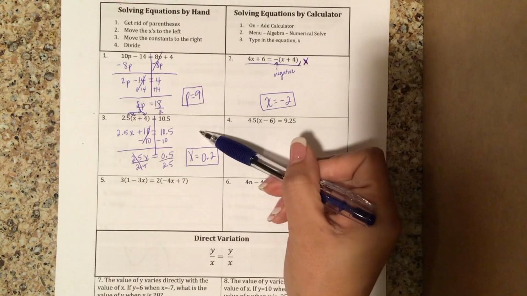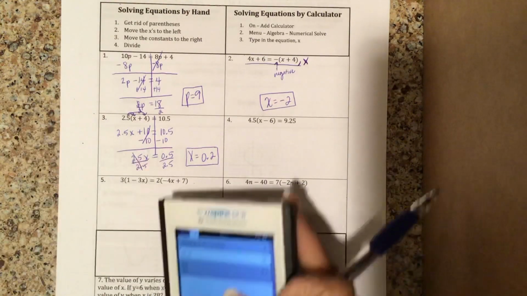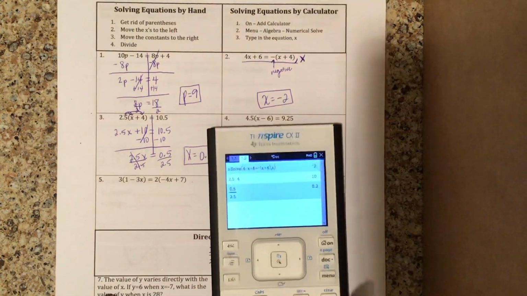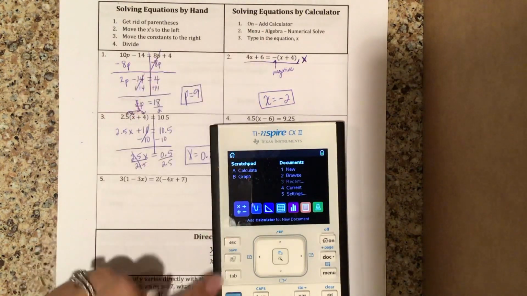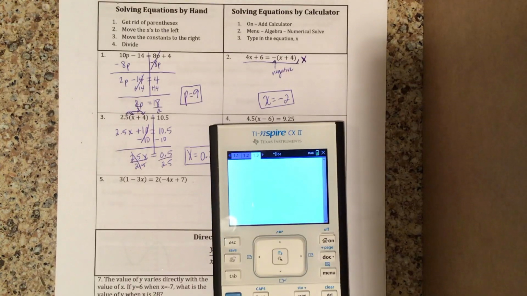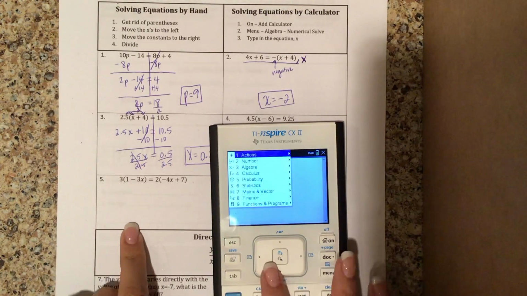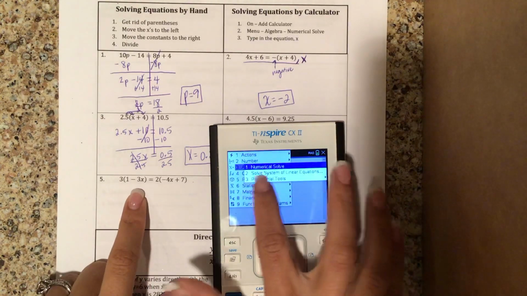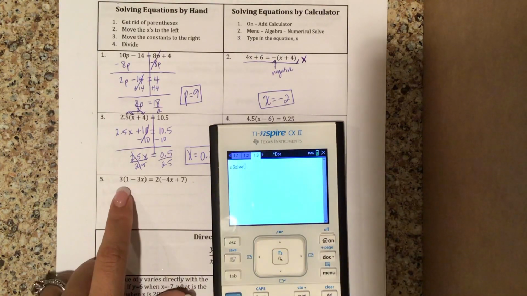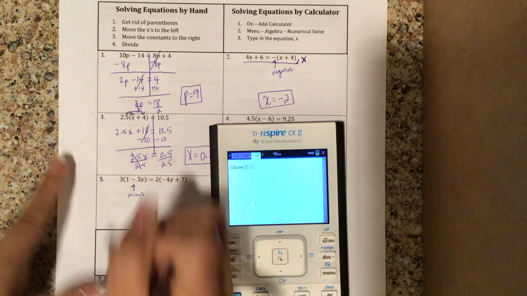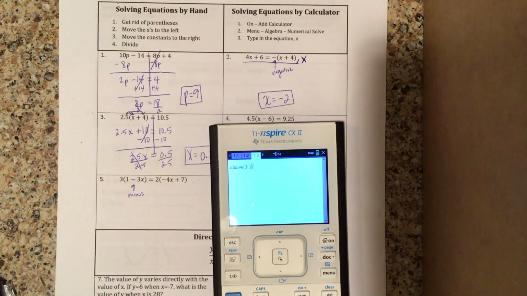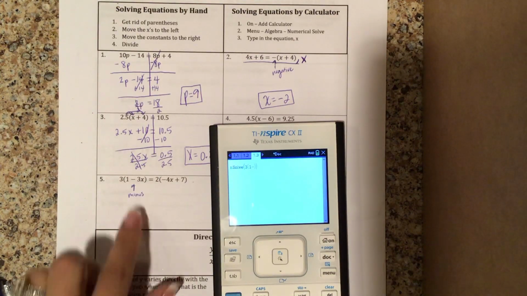Since we just did this one by hand, let's plug this one into the calculator just so you can practice. So I go to on. I click the picture of add calculator. I go to menu, algebra, we are solving numbers. And then I start typing 3, open parentheses, 1. This is a minus sign because it's between two numbers.